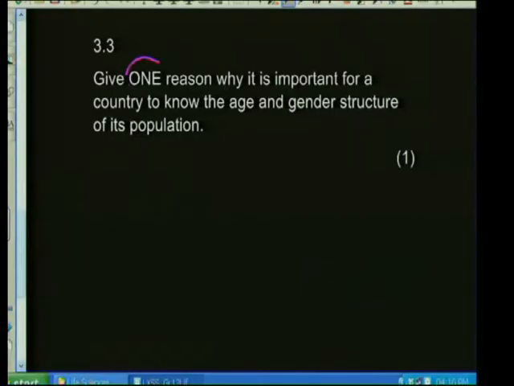So when it comes to the pyramids, it's giving us a good idea of what the makeup of my population is. Now, which leads us to question number 3. Give one reason why it is important for a country to know the age and gender structure of its population.